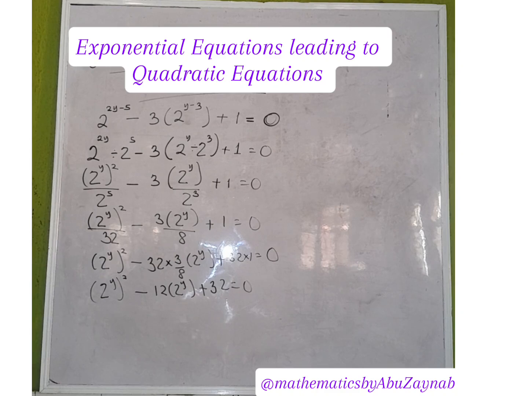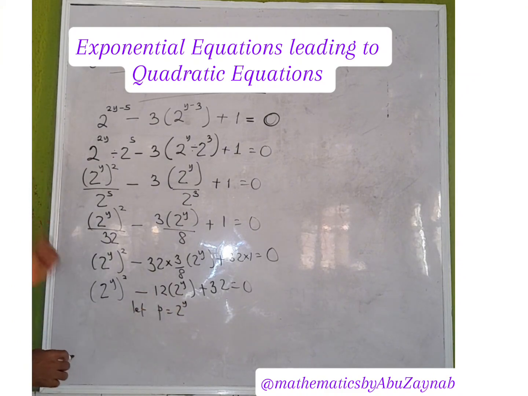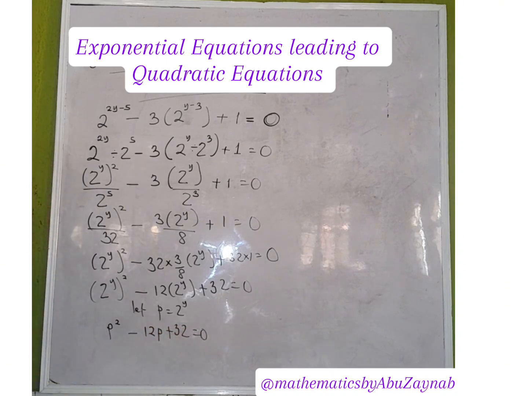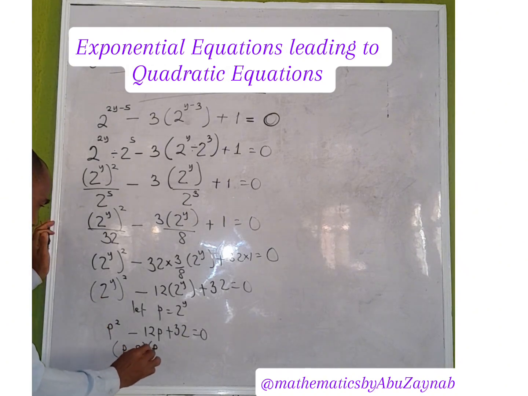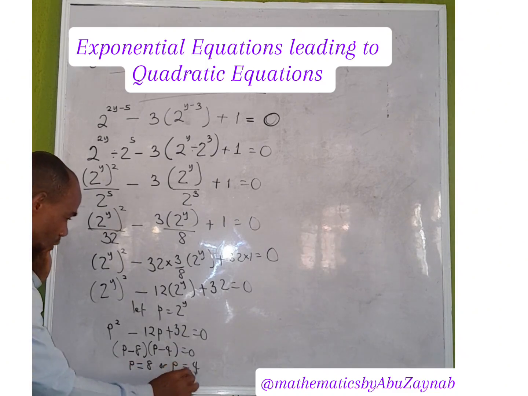So at this point, we can bring in a new letter entirely of our choice. We can say, let P be 2 power y. So we replace 2 power y with P, and this becomes P squared minus 12P plus 32 equals 0, which is a simple case of a quadratic equation, which luckily we can factorize, and that is P minus 8 times P minus 4 equals 0, which on solving gives us P equals 8 or P equals 4.